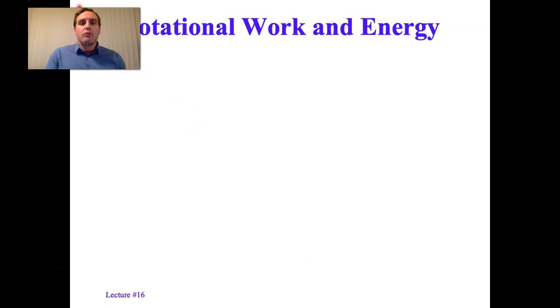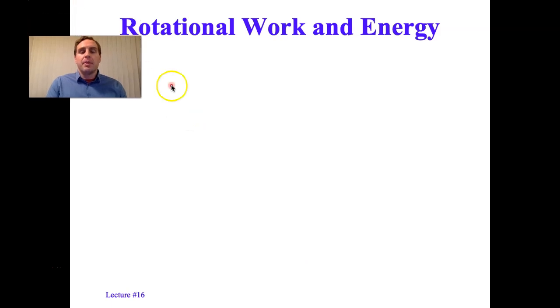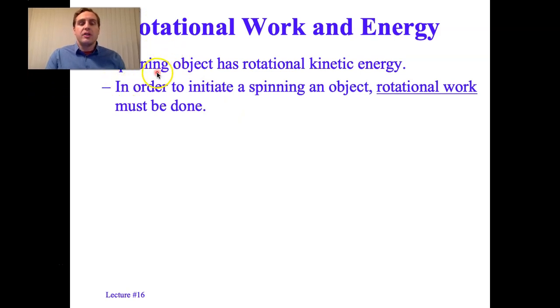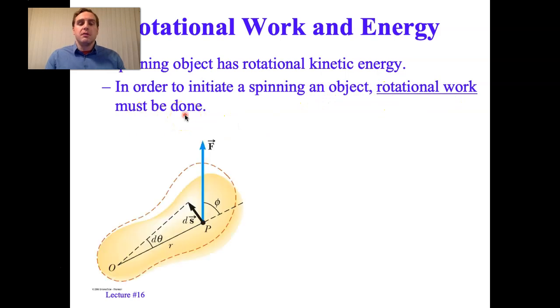Let's take a look at rotational work and energy. So the question is this: a spinning object has rotational kinetic energy. We've actually discussed that before. We've said that linear kinetic energy can be converted into rotational kinetic energy if we know that omega is equal to v over r, and we can define rotational inertia. But in order to initiate spinning in an object, rotational work must be done.